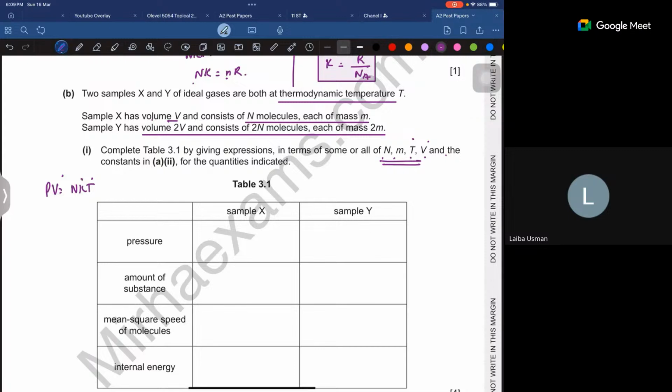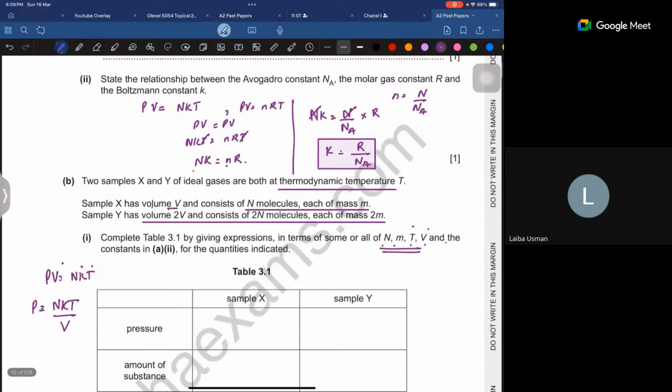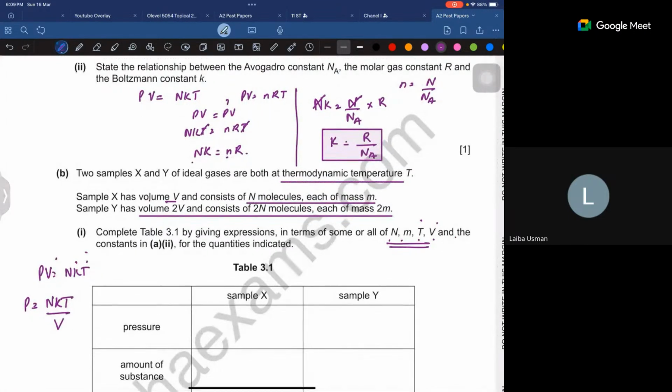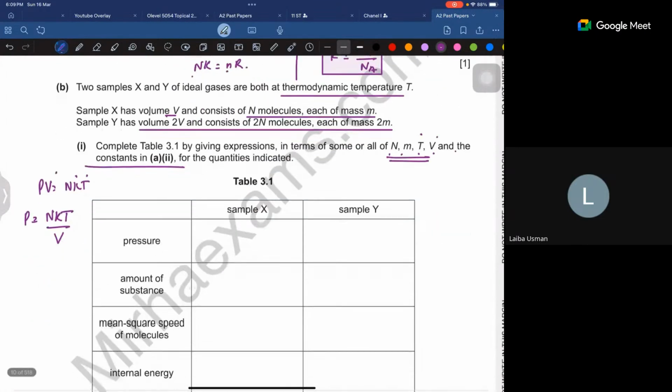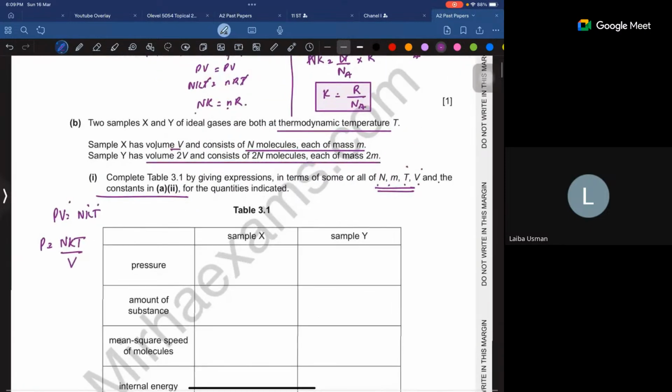So pressure should be equal to nkT over V. But I don't think they have stopped us from using complete expression in terms of this and the constants. Okay, we can use the constants. Thank God. I was actually surprised how we could do this otherwise.